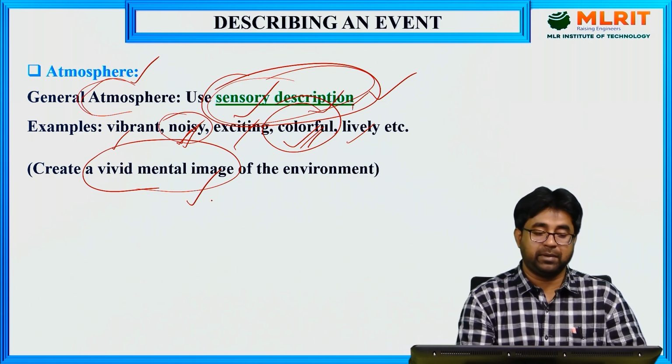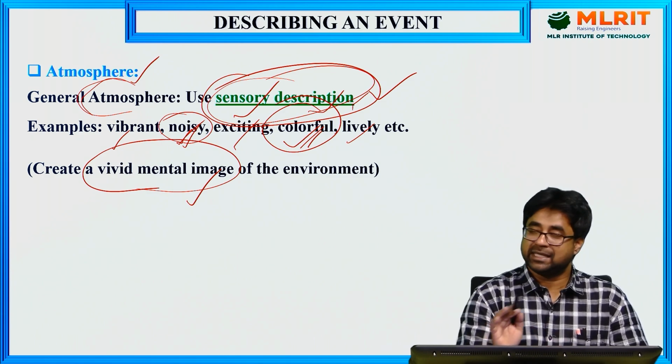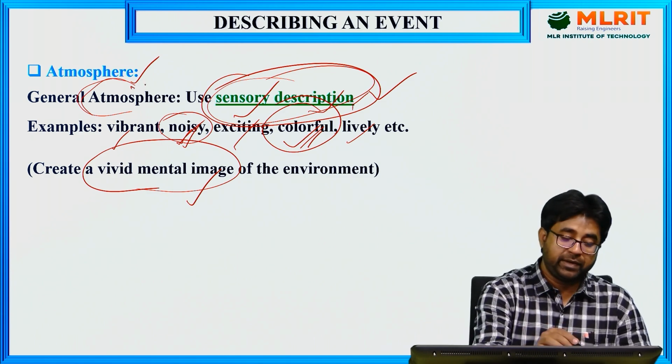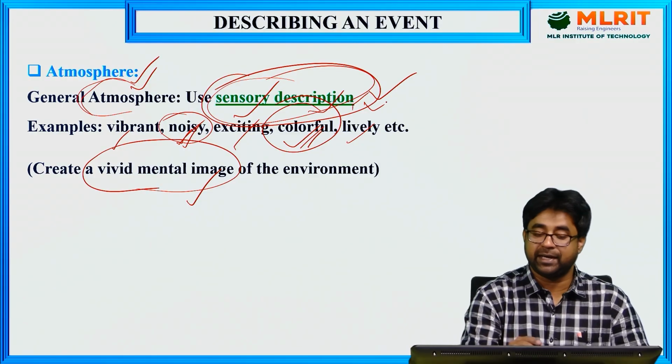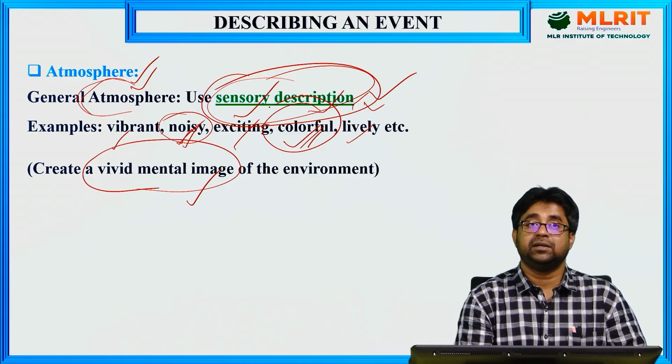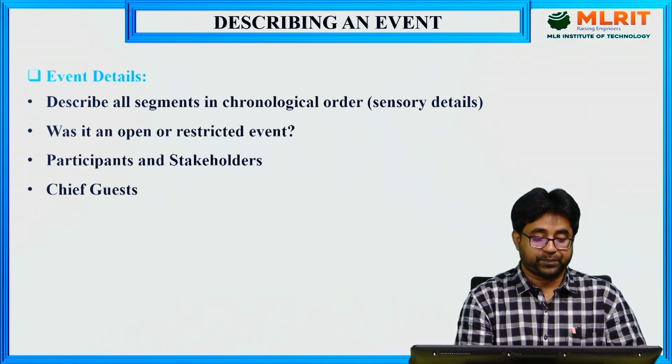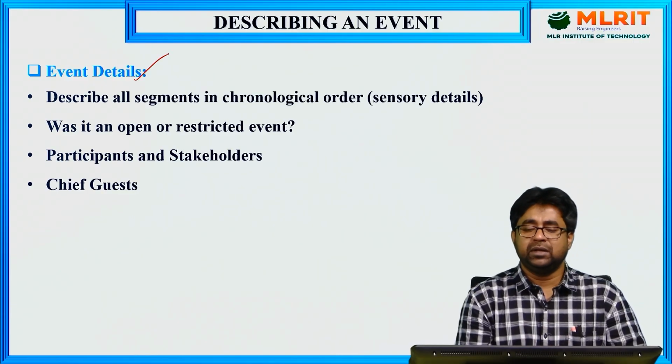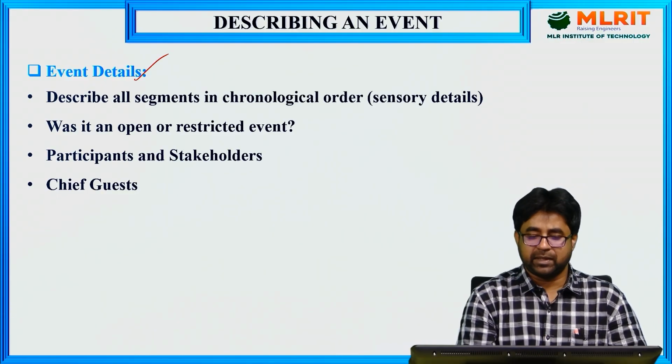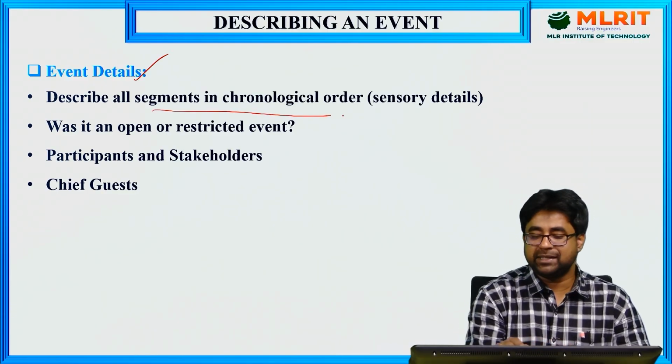So please remember that. The first thing is a general introduction about the event. Then atmosphere. In this section, you can include sensory description, right? Now, the next part, event details. In this segment, you can talk about the details of the event. Describe all the segments in chronological order.